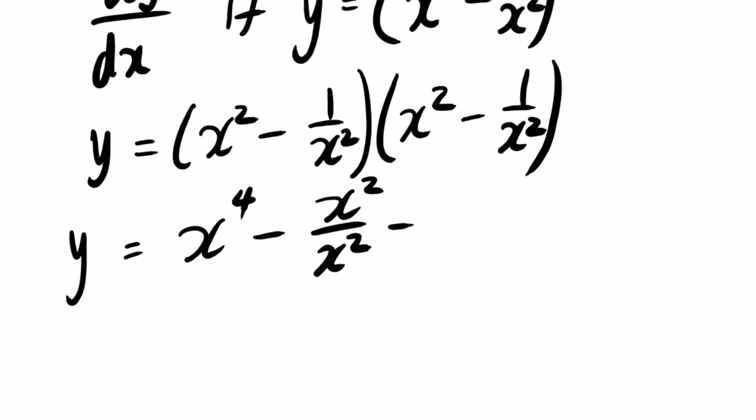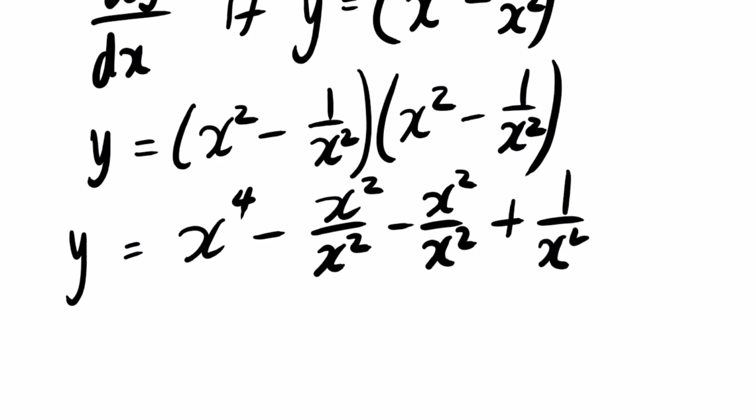Negative 1 over x squared multiplied by x squared, it's x squared over x squared. Negative 1 over x squared multiplied by negative 1 over x squared. Negative multiplied by negative is positive. Then we have 1 over x to the power 4.